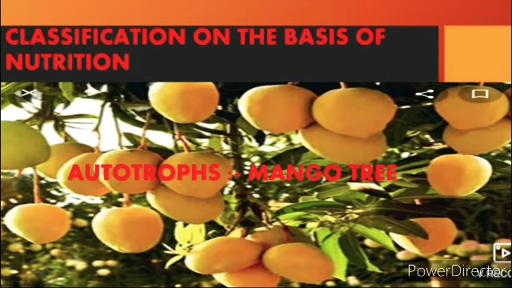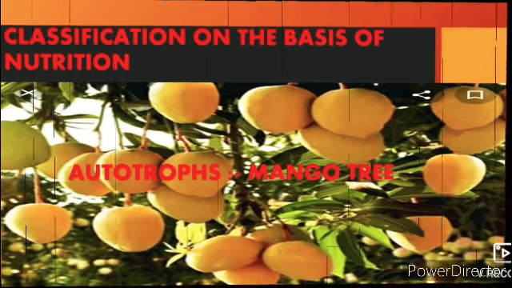Now, the classification of plants on the basis of nutrition. Plants are divided into two categories: autotrophs and heterotrophs. The plants which can prepare their own food by the process of photosynthesis are called autotrophs. Example: all green plants like mango, peepal, etc.